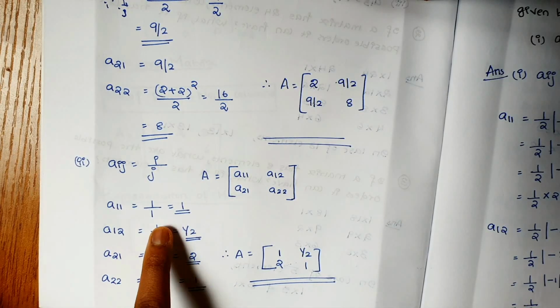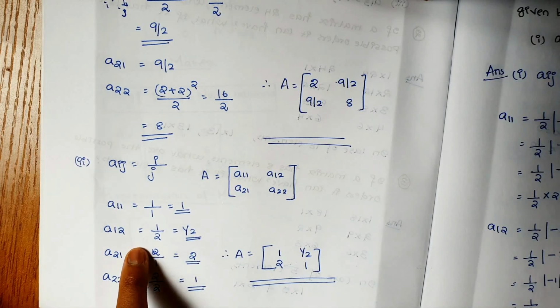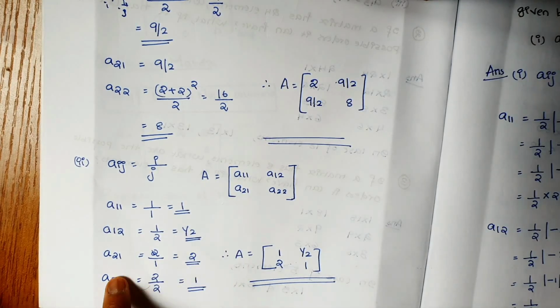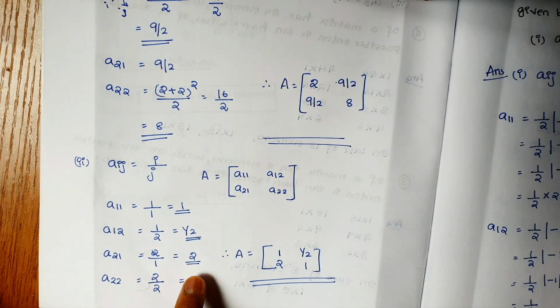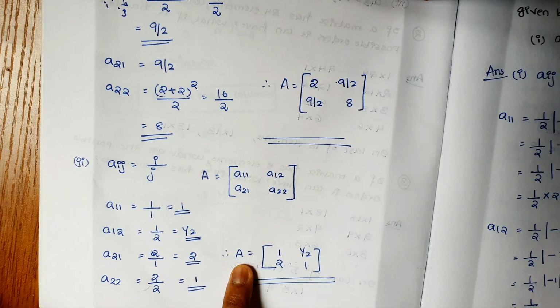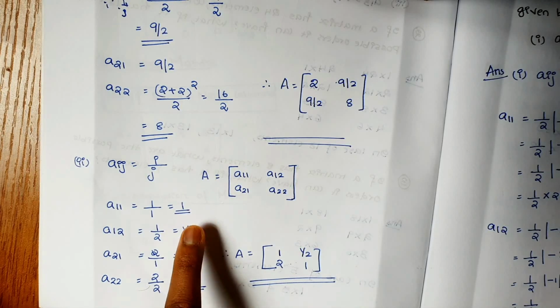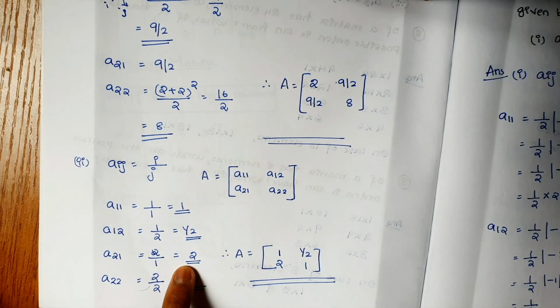And A12 is 1 by 2. This is very easy. A12 is equal to 1 by 2. A21 is equal to 2 by 1. That is 2. A22 is equal to 2 by 2. That is equal to 1. So our matrix is A11 is 1, 1 by 2, 2 and 1.